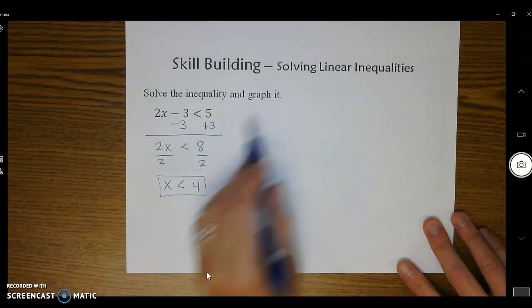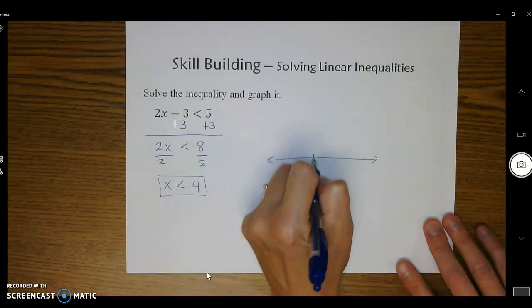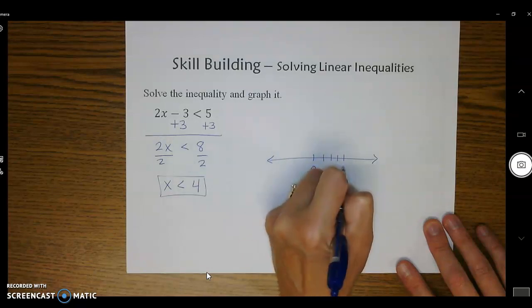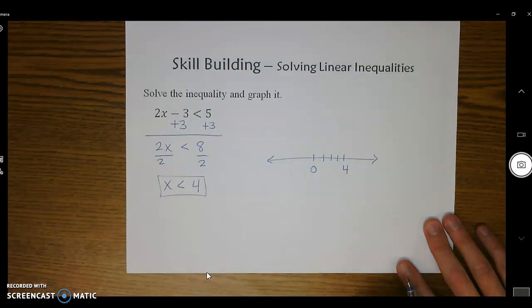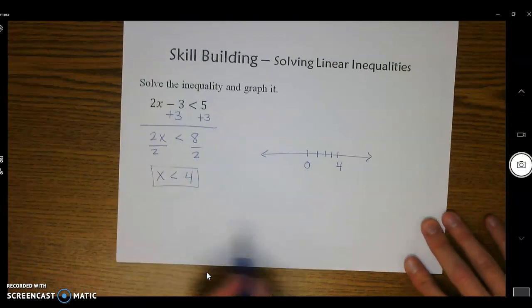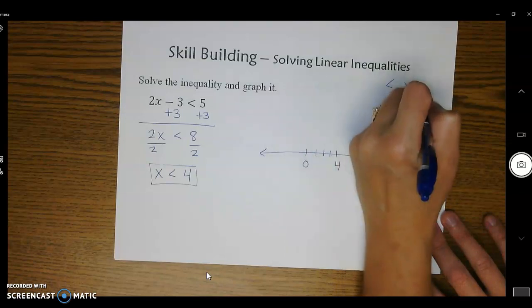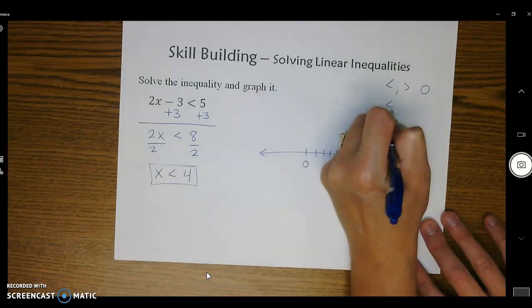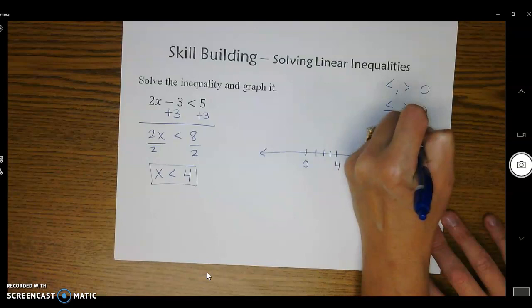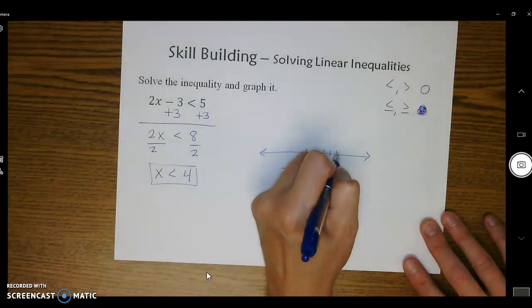Now I need to graph it. Because I only have one variable, I'm graphing on a number line. We have to review solid circles and open circles. So this says I want all numbers less than 4, but not including. If I have less than or greater than with no line underneath, it's an open circle. If I have less than or equal or greater than or equal, it's a filled in circle. So we have a less than, so not including 4, so I want an open circle on 4.